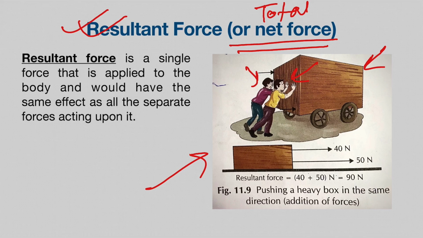Now in this example, the yellow shirt boy is applying 50 Newton. The purple shirt boy is applying 40 Newton. Now if we add them together, 90 Newtons. That means that both of these boys in total are applying 90 Newton force on this cart. That will cause it to change its position.